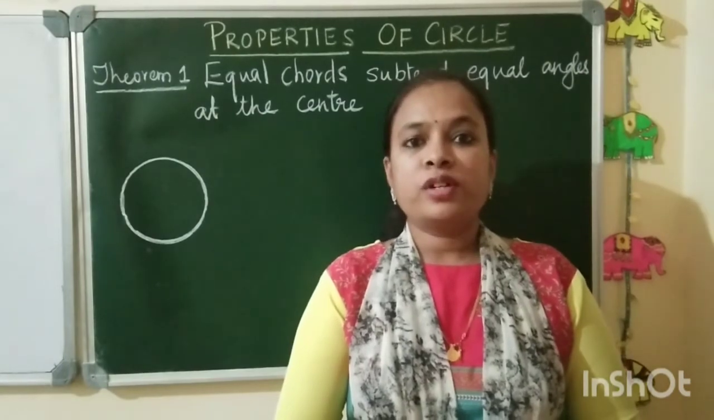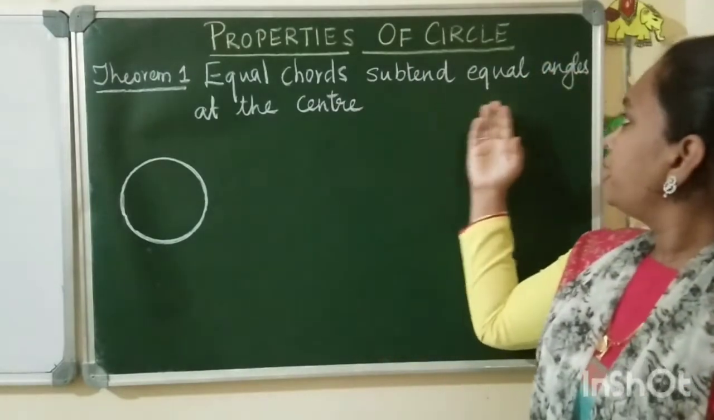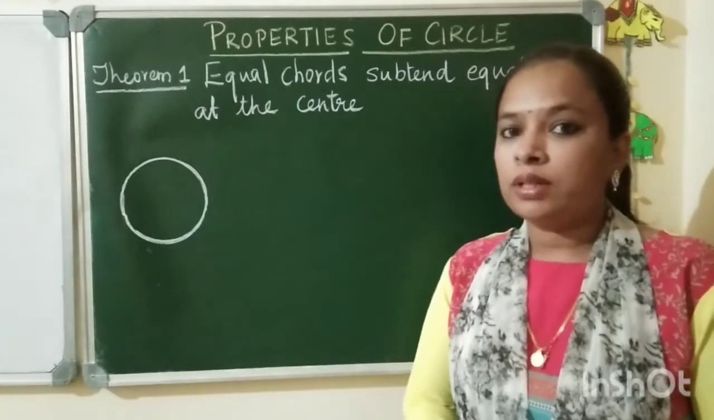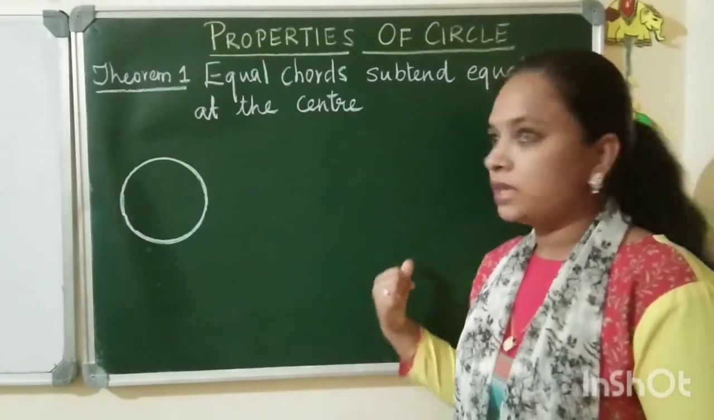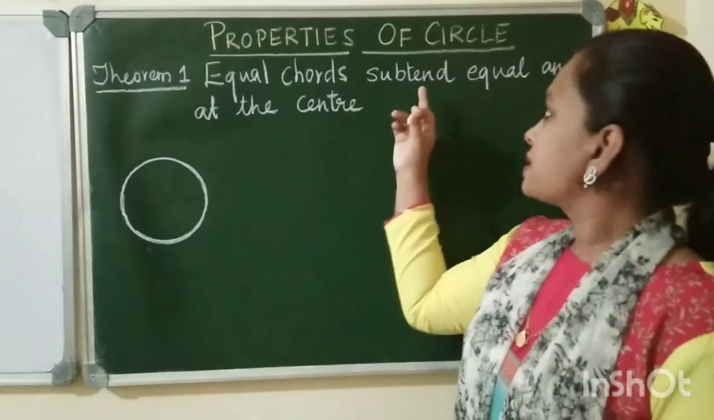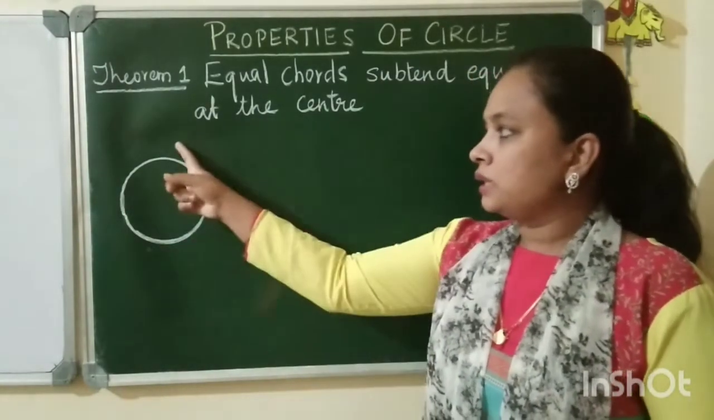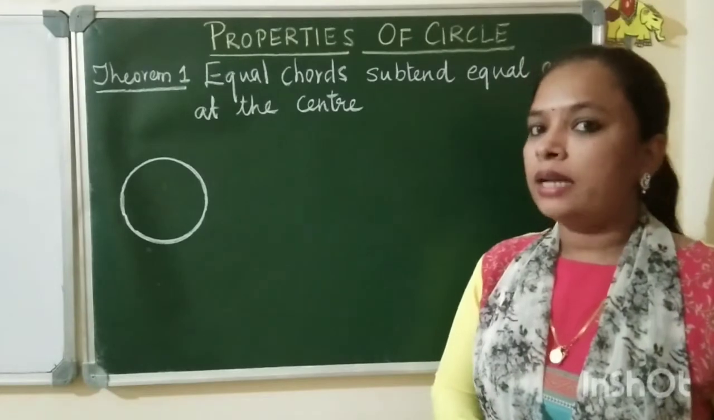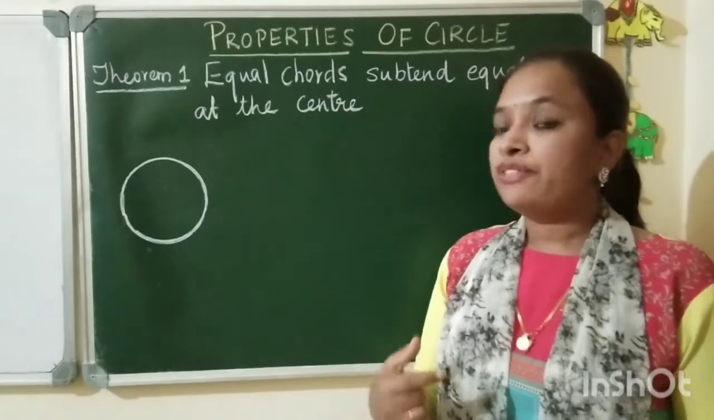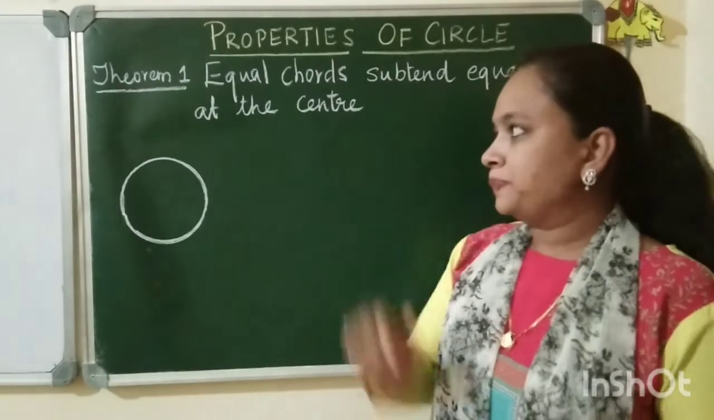Here we have the first theorem in circles, which states that equal chords subtend equal angles at the center. Whenever a theorem is given, we have to analyze what is given in the statement. This statement says equal chords subtend equal angles at the center. That means in a circle, you have the chords that are equal. Next, you have to check what you need to prove. We need to prove that they subtend equal angles at the center.